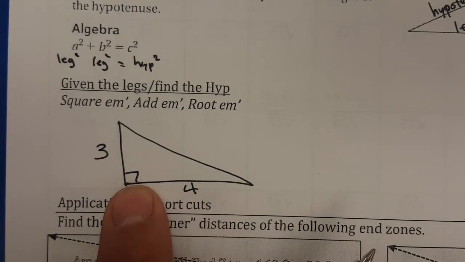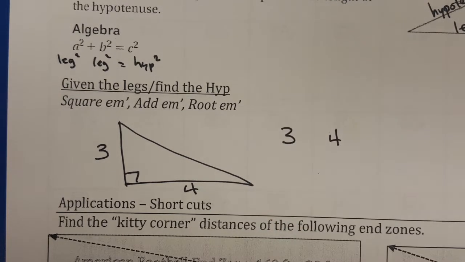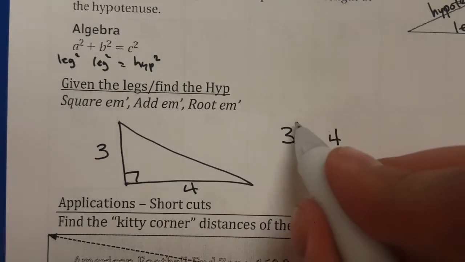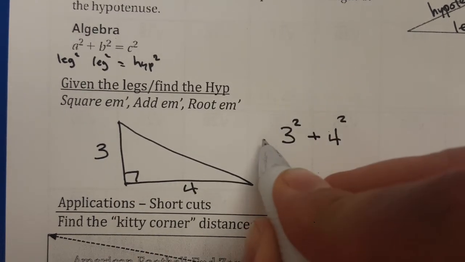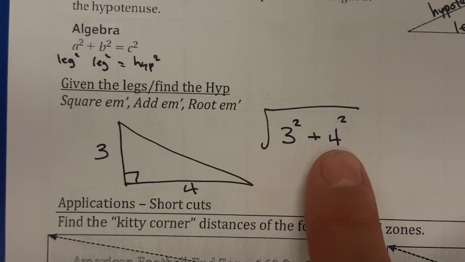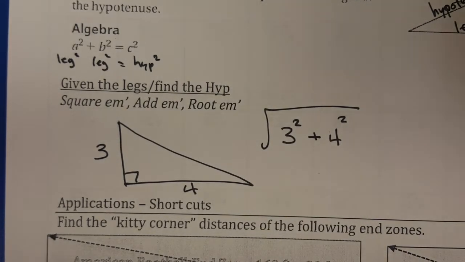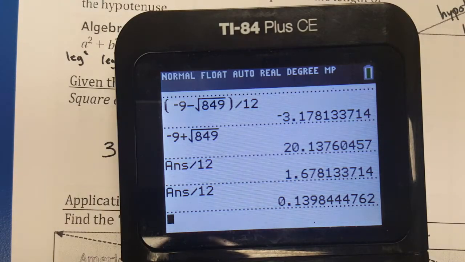So 3 and 4 are the legs. How do you know they're the legs? They're connected to the 90-degree angle. So I'm going to take 3 and 4, square them, add them, and then square root that whole thing. You square them, add them, and then root them. You can do this whole thing in your calculator or one move at a time. So 3 squared is 9.